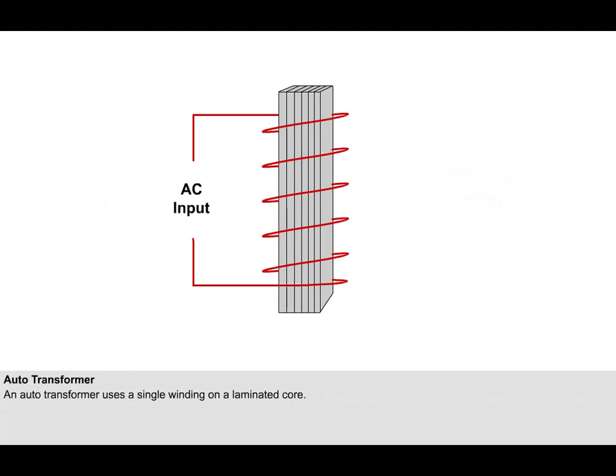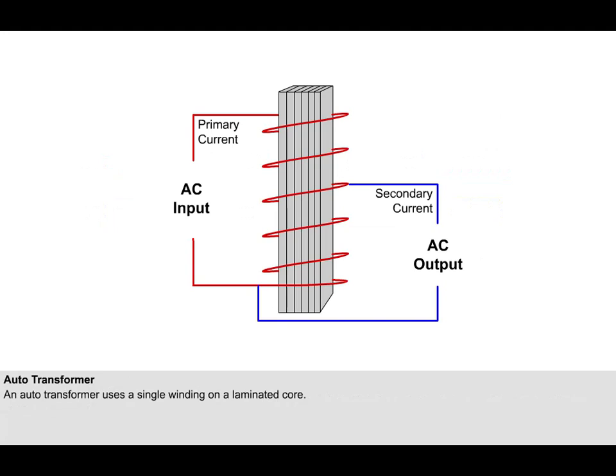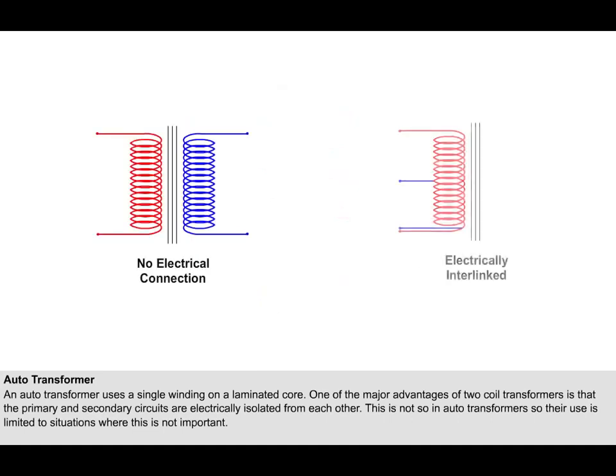An auto transformer uses a single winding on a laminated core with a pick-off at a predetermined point along the coil. As you can see, part of the coil carries both the primary and secondary current because it is common to both windings. Auto transformers are less expensive than 2-coil transformers because they use less materials. However, one of the major advantages of 2-coil transformers is that the primary and secondary circuits are electrically isolated from each other, and this is not so in auto transformers, so their use is limited to situations where this is not important.